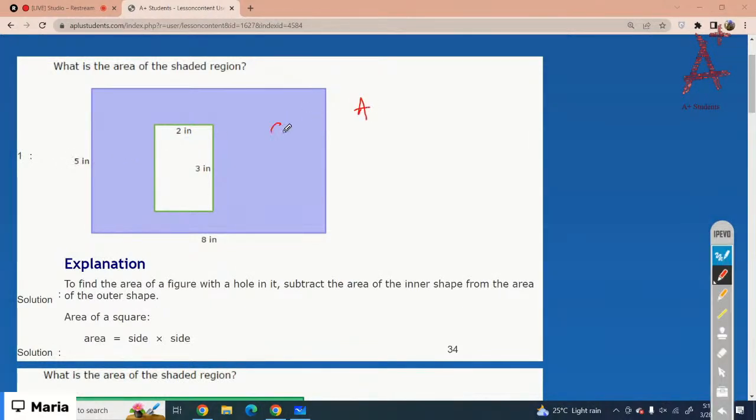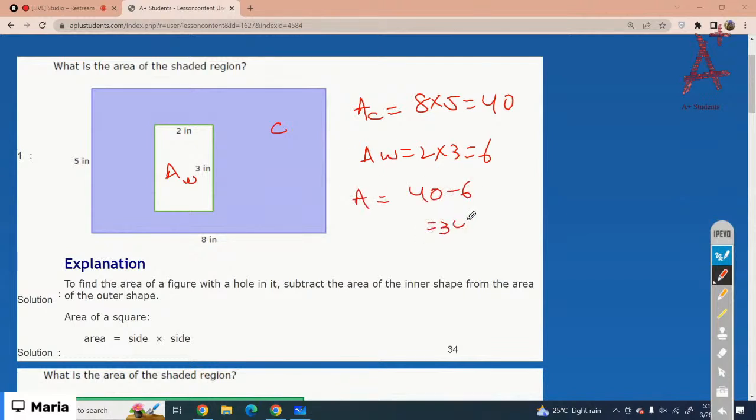So the area for the larger one, the area of this one, the colored one. Got it? It would be 8 times 5. That would be 40. And the area of the white one would be 2 times 3. 2 times 3 is 6. Got it? So just subtract. It would be 40 minus 6. That would be 34. That means the area of only this shape is 34. This one is not included. Got it?